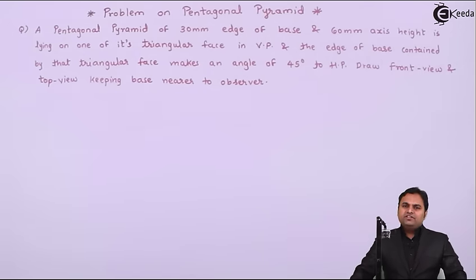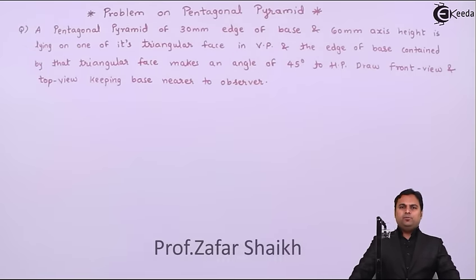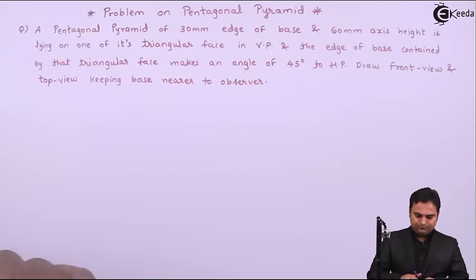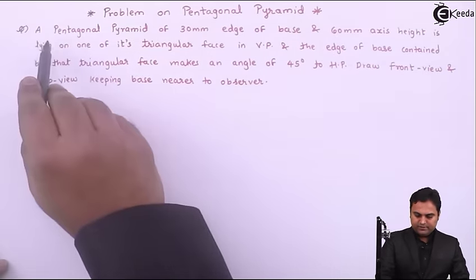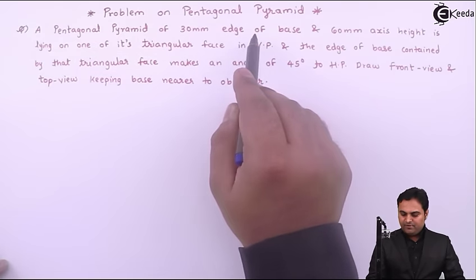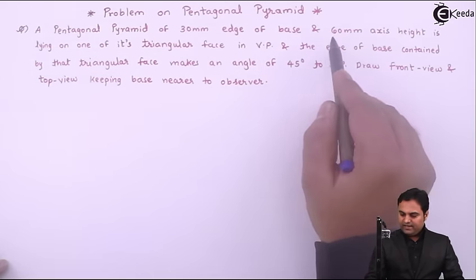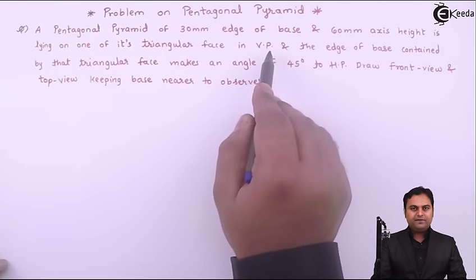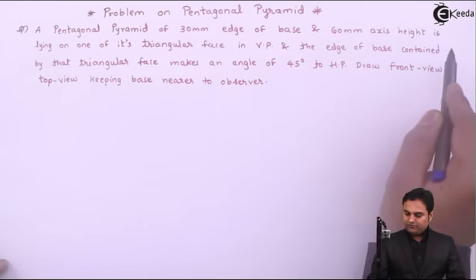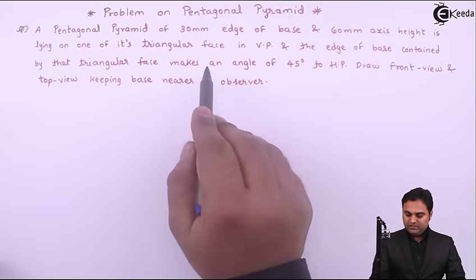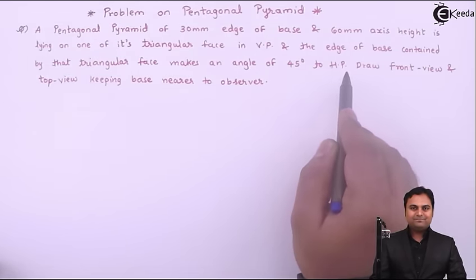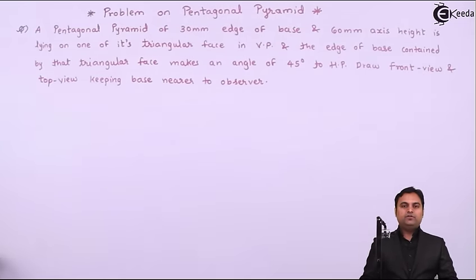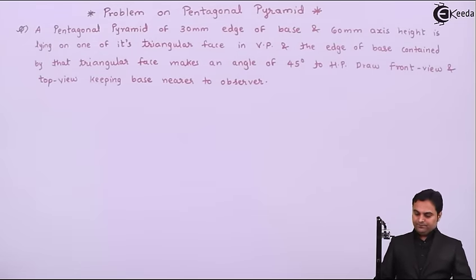Hello friends, here in this video we are going to see a problem on pentagonal pyramid. Here is the question. A pentagonal pyramid of 30 mm edge of base and 60 mm axis height is lying on one of its triangular face in VP, and the edge of base contained by that triangular face makes an angle of 45 degree to HP. Draw the front view and top view keeping base nearer to observer. So this is the problem in front of us.